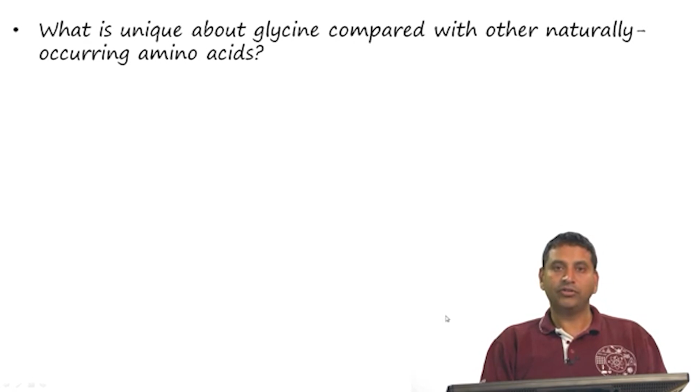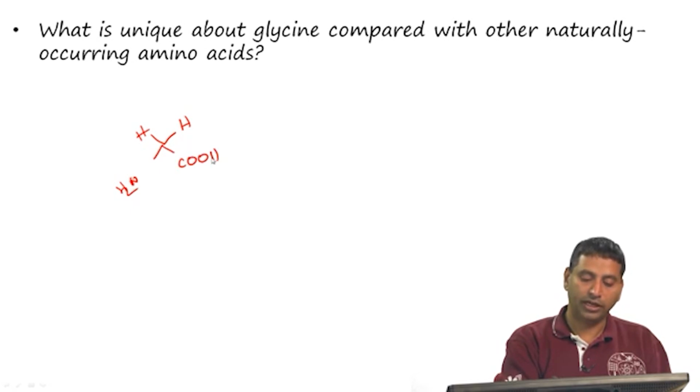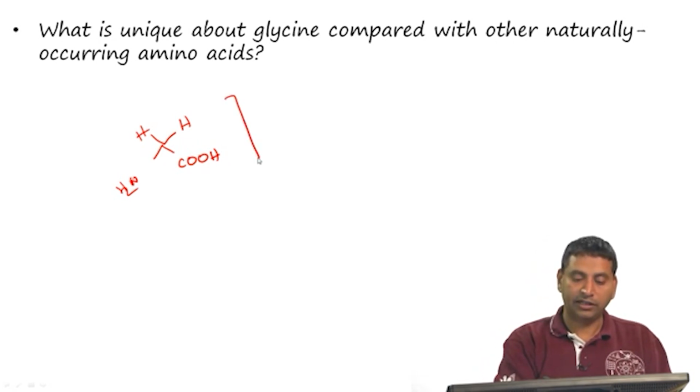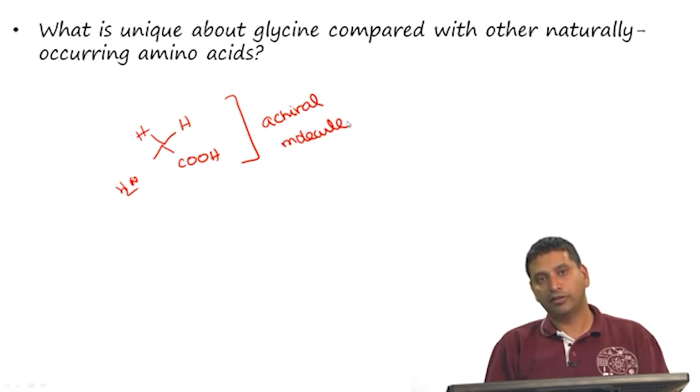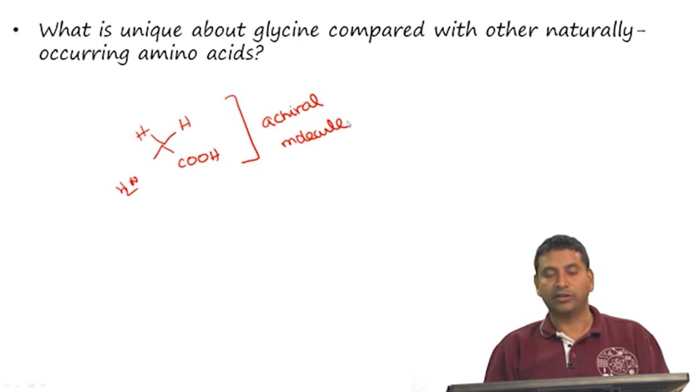The next question is, what is unique about glycine when compared with other naturally occurring amino acids? So, let us draw out the structure of glycine. Glycine is NH2 CH2 COOH. One thing that really stands out here is that this is an achiral molecule. So, this is what is unique about glycine when compared with other naturally occurring amino acids. If you look at the structure of all the other amino acids, they will have a chiral center in them.